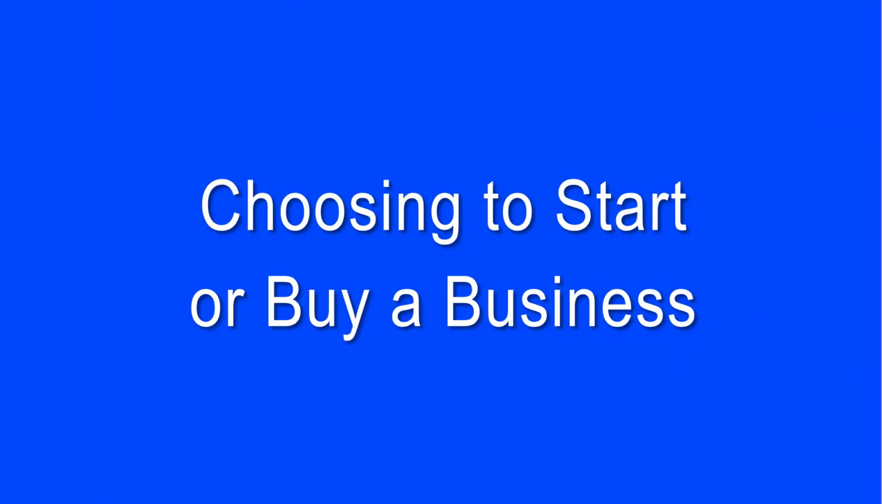Now let's review the step-by-step process on how to apply for your E-2 visa. The first step is choosing whether to start your own business, start a franchise, or purchase an existing business. All of these options are available to you under an E-2 visa. Here are some things you should consider when making your decision.